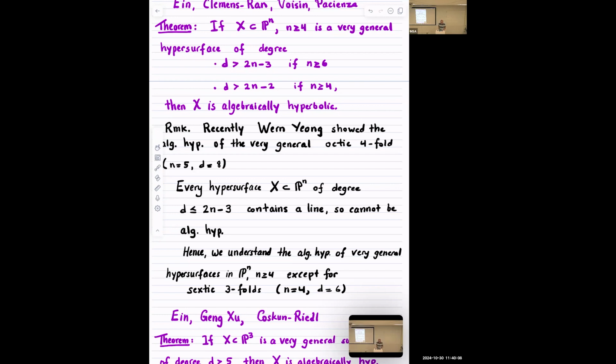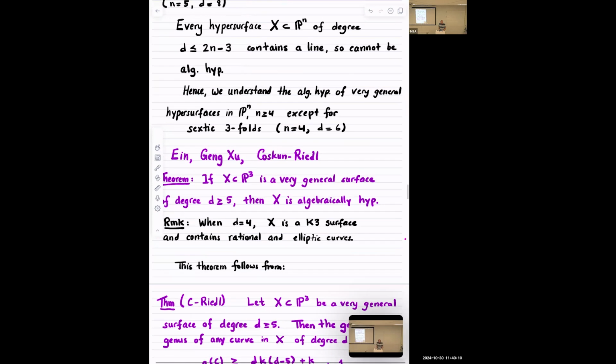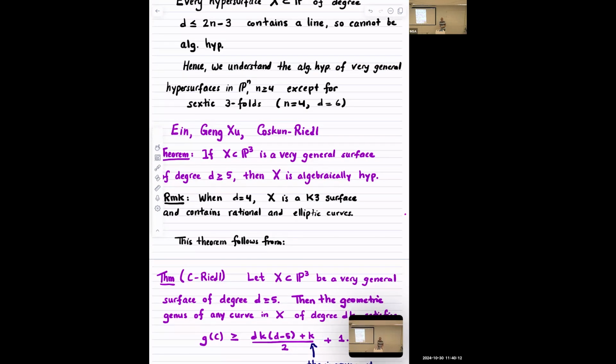All right, and then what happens when n equals 3? The story is a little bit different. Again, these are results of Ein and Xu, with the final case of d equals 5 being due to Eric and myself, where if you have a very general surface of degree at least 5, then X is algebraically hyperbolic, and this is completely sharp, because if you have a surface of degree 1, 2, or 3, these are rational surfaces: plane, the quadric surface, and the cubic surface. They contain plenty of rational curves.